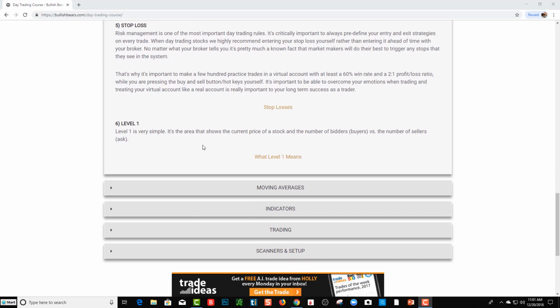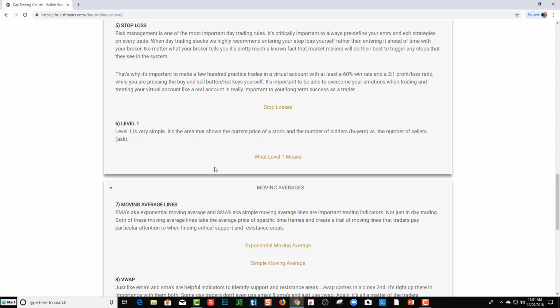Level one is the concept of, again, just goes into what level one is. And we also go into level two in a future video. So we explain both level one and level two.